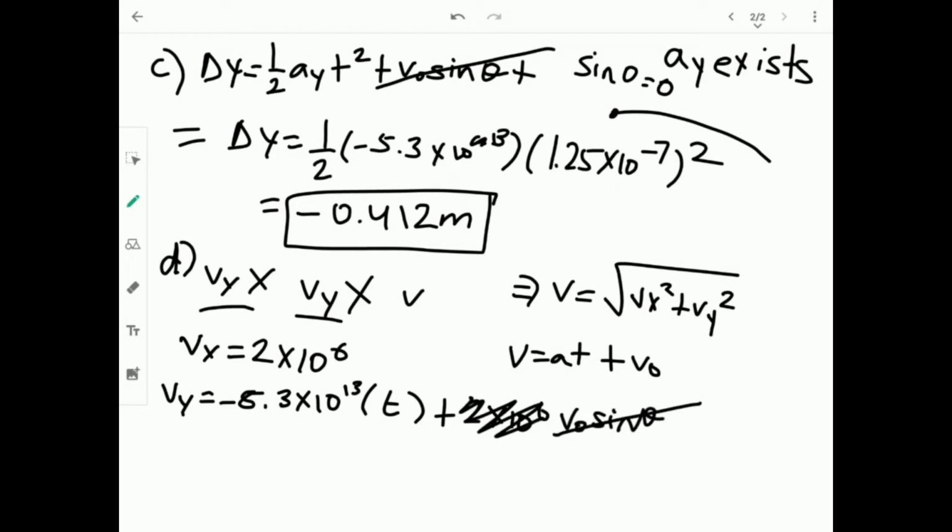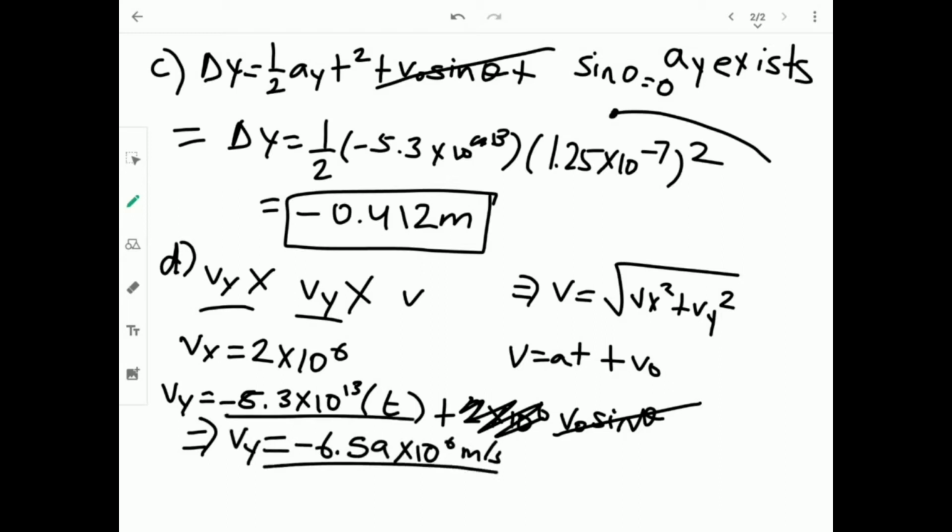Now vy equals minus 6.59 times 10 to the power of 6 meters per second. We have vx and we have vy. All we have to do is square each of them, add them, and take the square root, and then we should get the final answer.